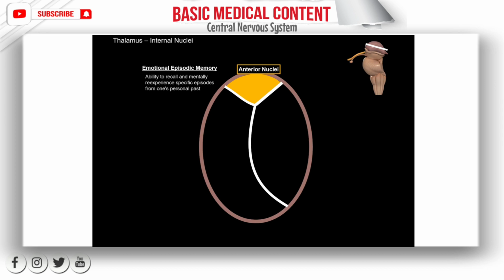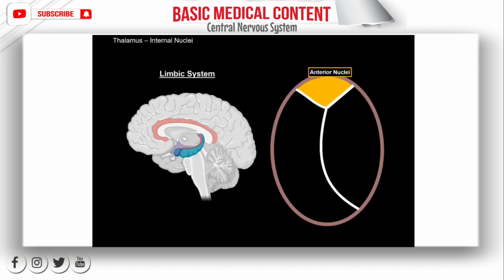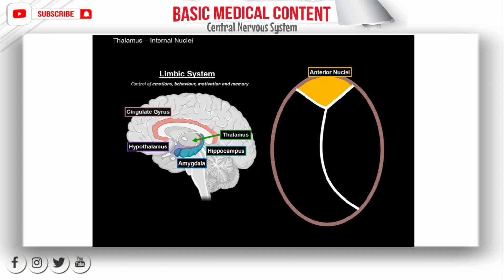So this is the one that keeps you awake at night when your brain goes wandering off about awkward situations you've been in. And it can do that because it's a part of what is called the limbic system. And we will talk about the limbic system in detail when we go through the internal structures of the hemispheres. But the limbic system is primarily responsible for control of emotions, behavior, motivation, and memory. And it's a system that consists of several parts. The ones that are involved with the anterior group of nuclei are the thalamus itself, the hypothalamus, the amygdala, the hippocampus, the cingulate gyrus, and the fornix.